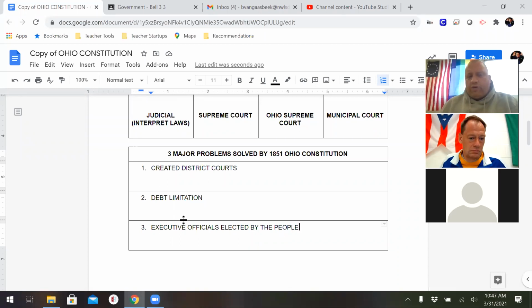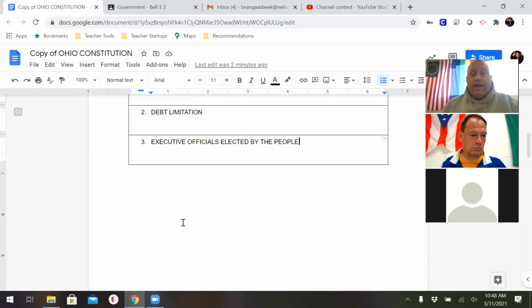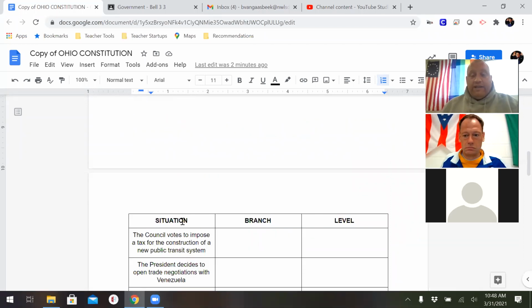But those are the basic three major problems that the 1851 Ohio Constitution sought to solve. These are usually the three that come up on the AIR test. So just keep in mind, it's budget, it's judicial appointments that we added to the judicial branch, and that we said executive officials have to be directly elected, which is why when you guys become voters, you will have elections every now and then where you have to pay attention to who the Secretary of State is, the Attorney General, all that fun stuff, because they're directly elected by you and not nominated by the governor.